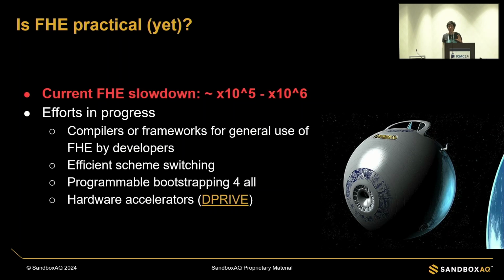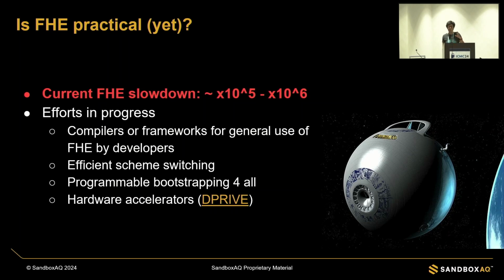One is more about the democratization of FHE, facilitating that everybody can use FHE. All the developers can use FHE in their programs. And for this, there is a lot of work going on in the compiler side and in the frameworks so that it is easy to use.